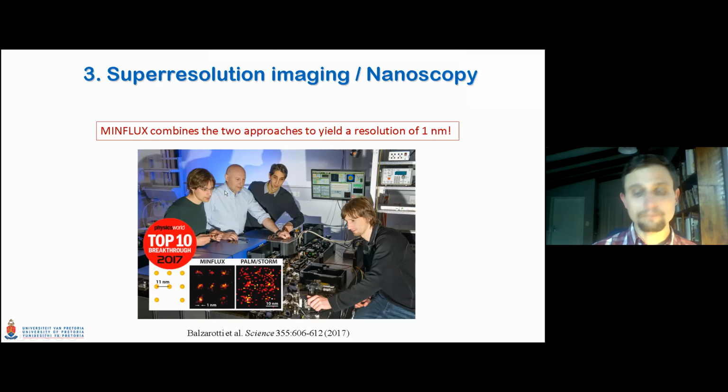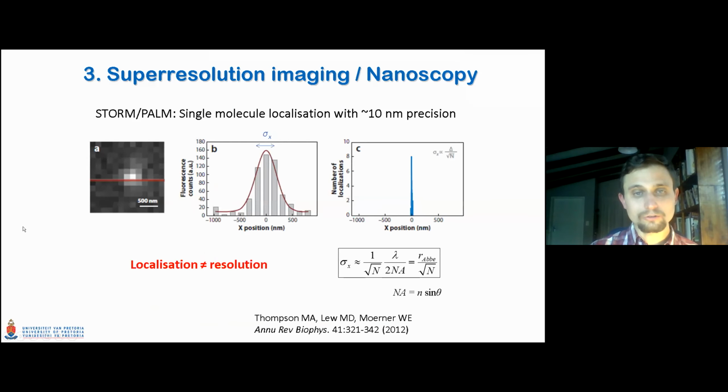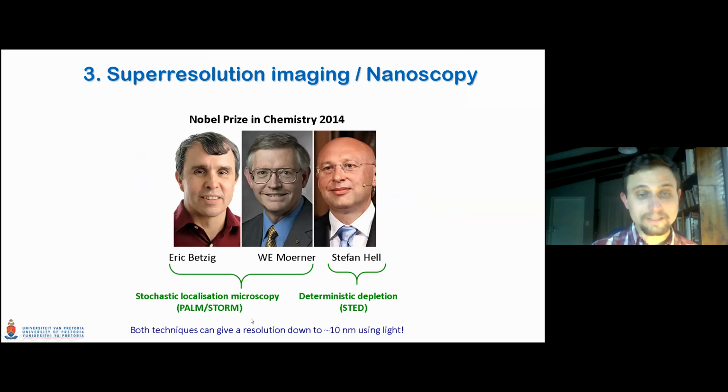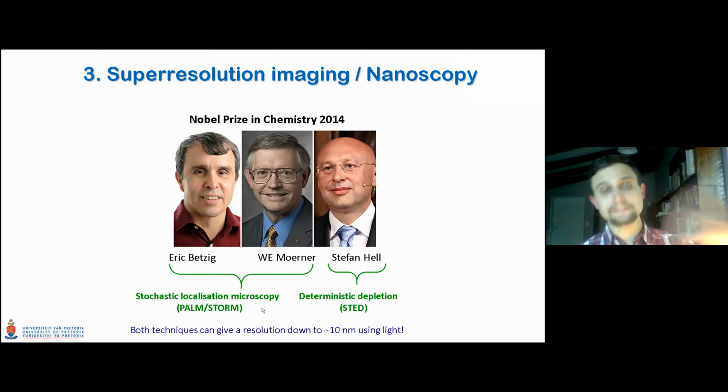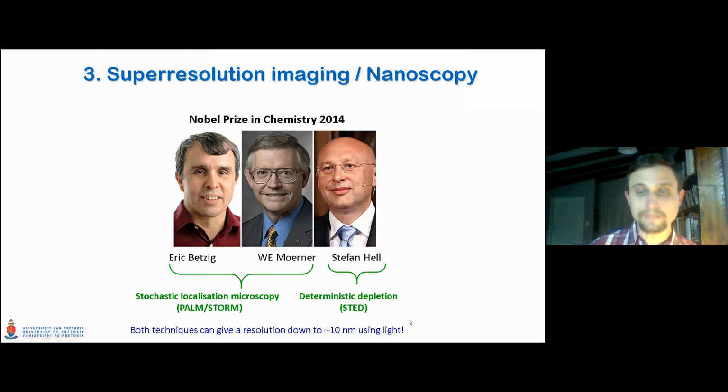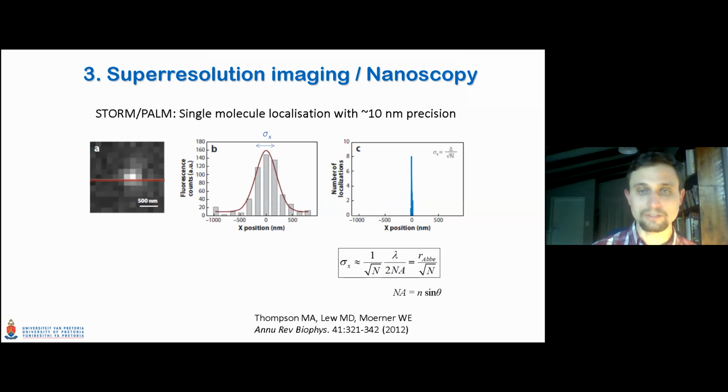Just to go back here. This method is based on the emitted light, the fluorescence light, while this method is based on tuning the excitation light. So you have two different approaches, and Stefan Hell has now combined these two by exploiting the changes you can make on the emitting side and at the excitation side.